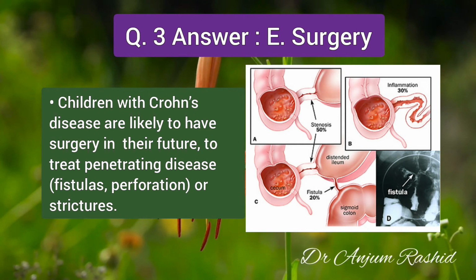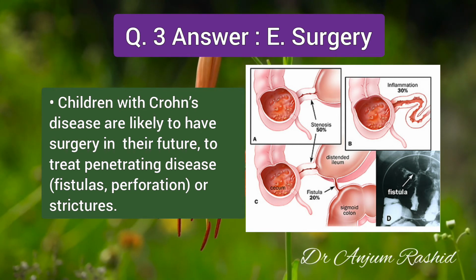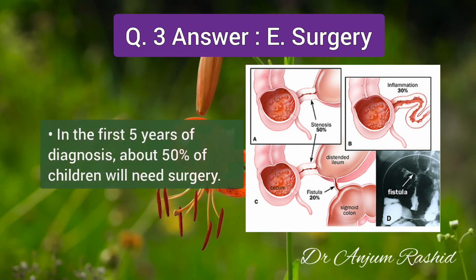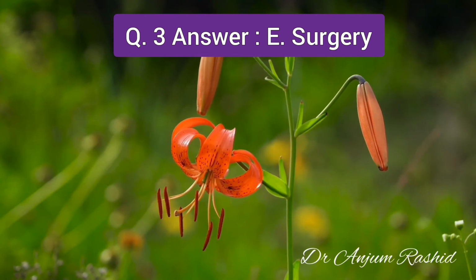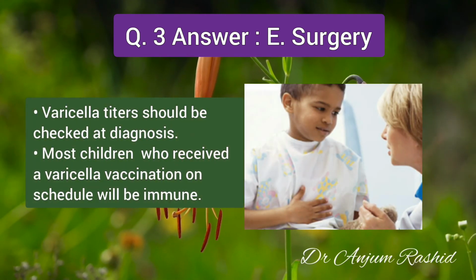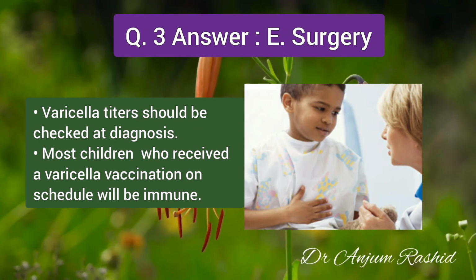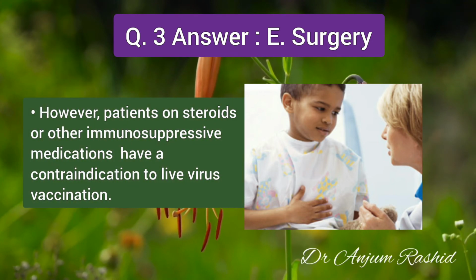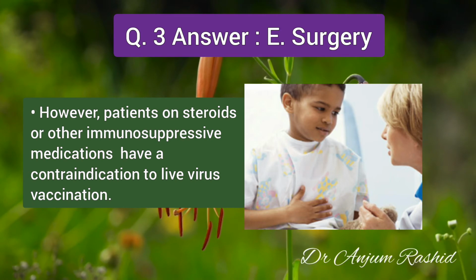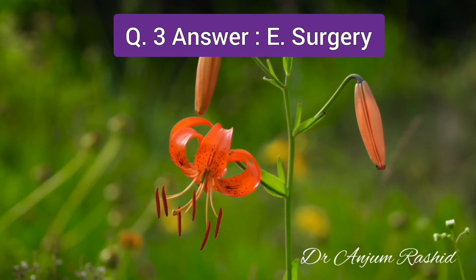Children with Crohn's disease are likely to have surgery in their future to treat the penetrating disease, including fistulas, perforation, or strictures. In the first 5 years of diagnosis, about 50% of the children will need surgery. Now, varicella titers should be checked at diagnosis. Most children who received a varicella vaccination on schedule will be immune. However, patients on steroids or other immunosuppressive medication have a contraindication to the live virus vaccination.